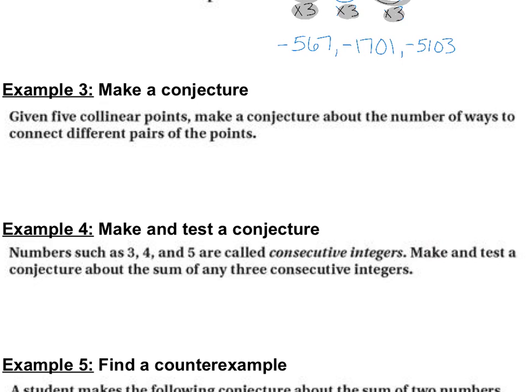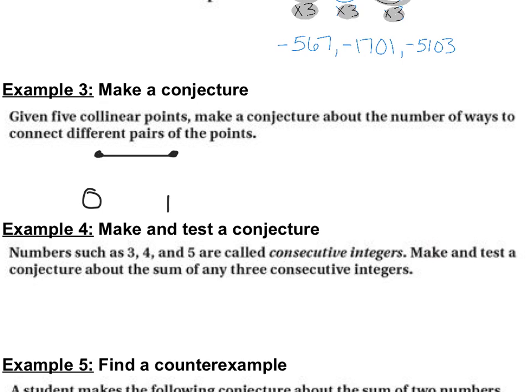So let's just start with what happens if we have 1 point. If we have 1 point, how many ways can that point connect to other points on that line? And hopefully you're saying, well, it's only 1 point, we can't connect to any other points, so that would be 0. If we have a second point on that line, how many ways can we connect from point A to point B? And your answer should be only 1.